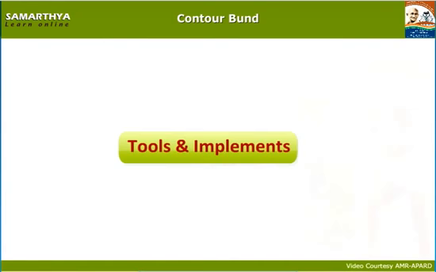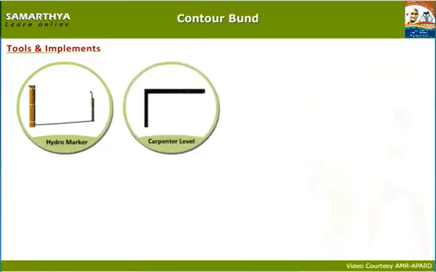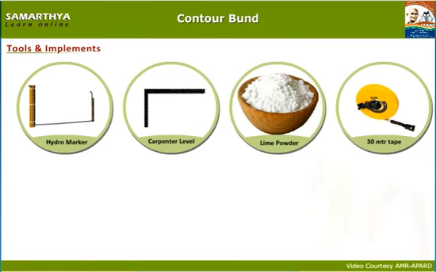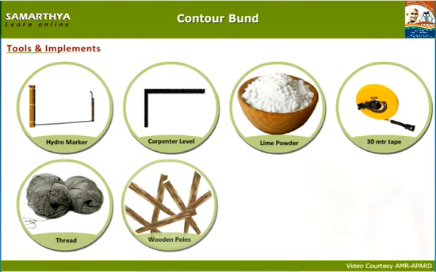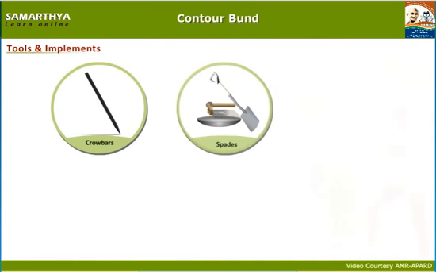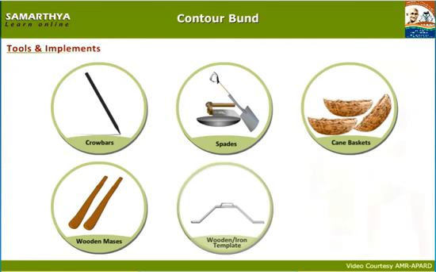Tools and implements used for construction of earthen bunds. Following are used for marking earthen bunds. Tools: hydro marker, carpenter level, lime powder, 30-meter tape, thread, wooden poles. Implements: crowbars, spades, cane baskets, wooden maces, wooden template, rammer.